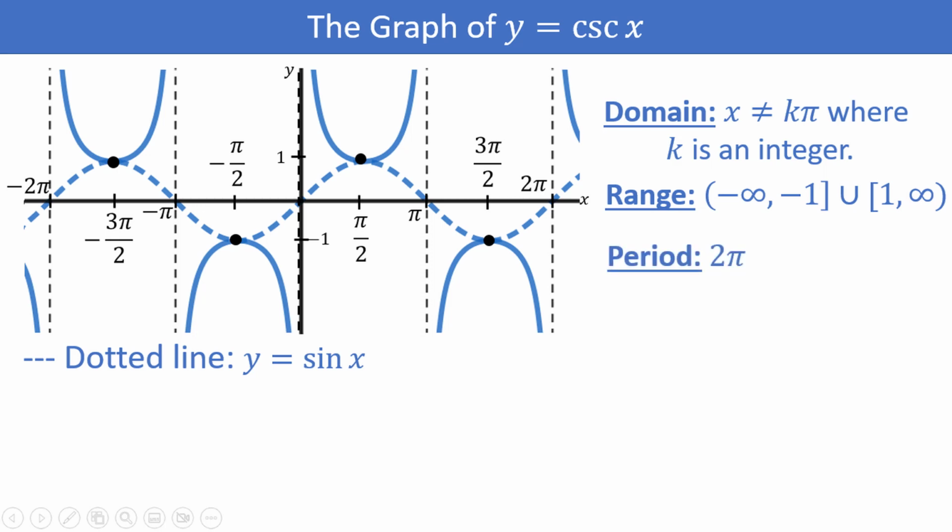The period of this function is the same as the period of sine, which is just 2 pi. This function repeats itself every 2 pi radians.